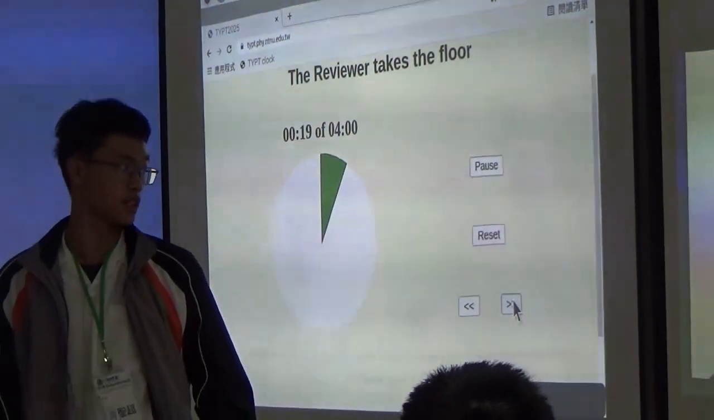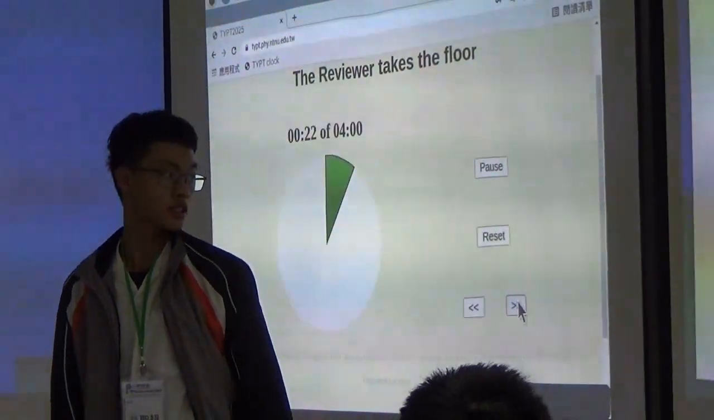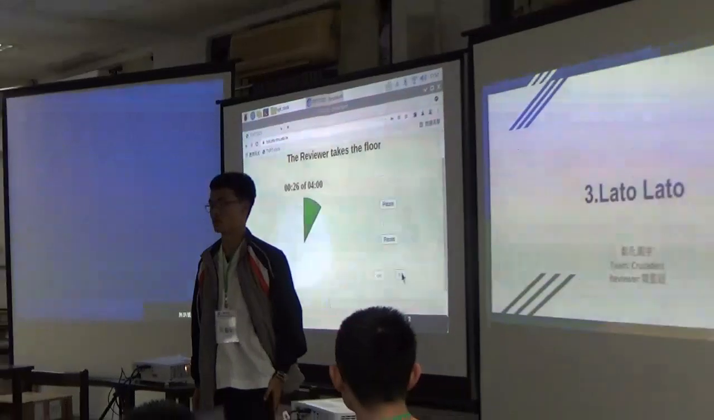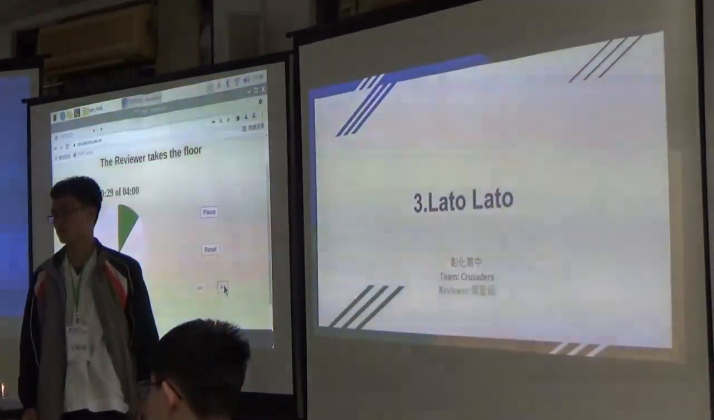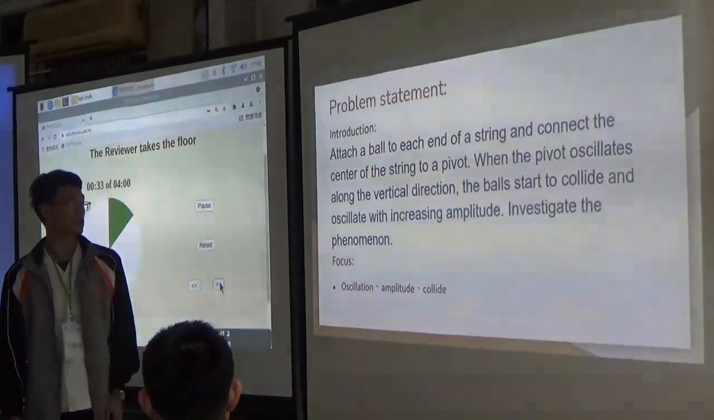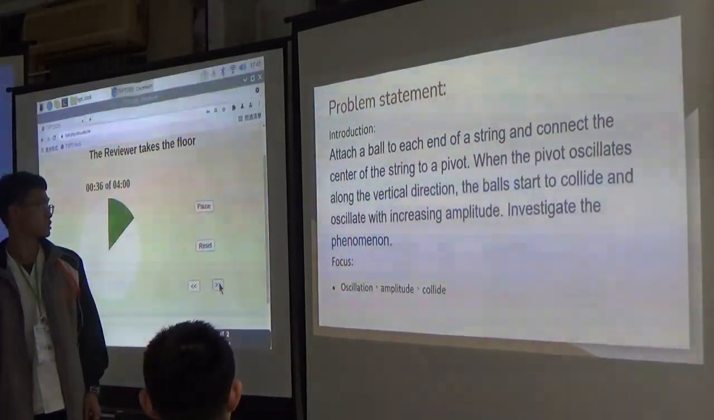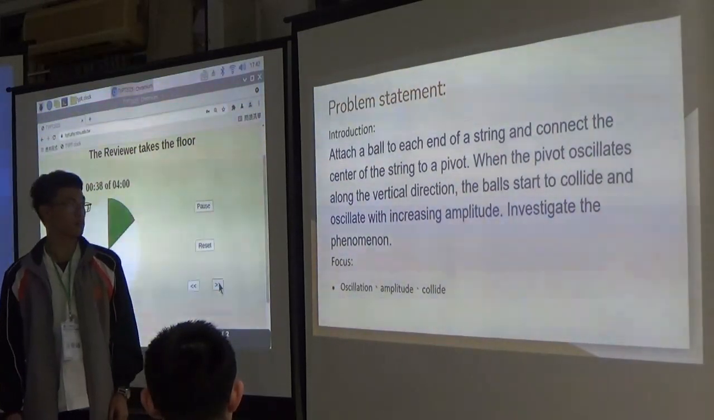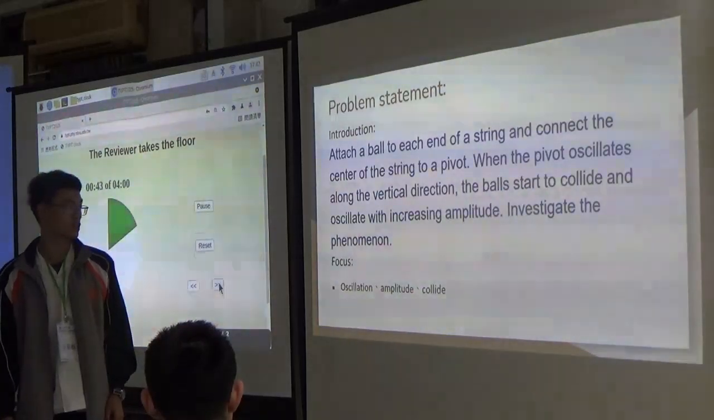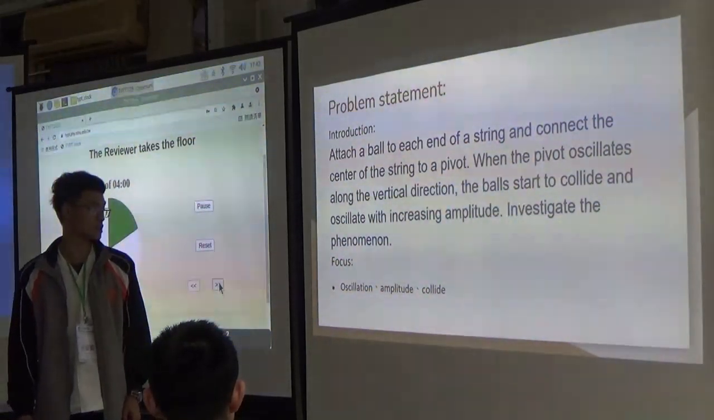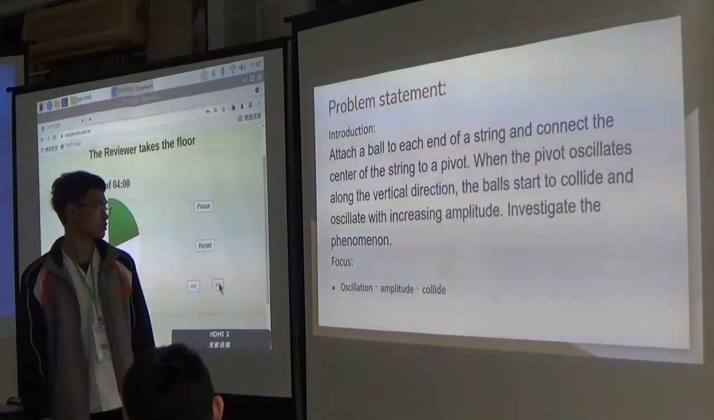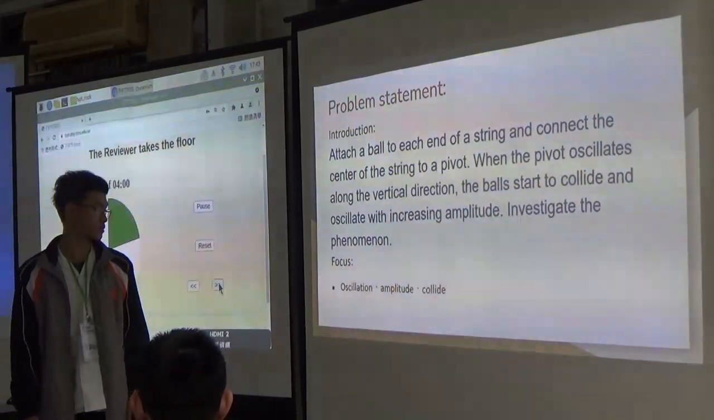My name is Huang Chao, and I'm from Zhanghua National Senior High School, and my team is Crusader. Today I will review the topic of the lasso. This is the problem statement: attach a ball to each end of a string and connect the center of the string to a pivot. When the pivot oscillates along the vertical direction, the balls start to collide and oscillate with increasing amplitude. Investigate the problem. We will focus on the oscillations, amplitude, and collision.